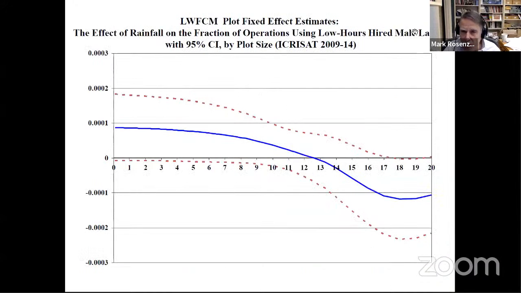All right, now our dependent variable is whether the operation is using low hours hired male labor, okay? So for small plots, the coefficient is positive, okay? So with the very small plots, when there's more rainfall, the farmer is going to hire more labor, but because the plots are so small, he's hiring more low hour labor because he doesn't have a plot size that's big enough to make it reasonable to use full-time workers, okay? But as we increase the plot size, the coefficient changes, and at the larger plot sizes, the coefficient is negative and statistically significant. It tells us at the larger plot sizes, when there is an increased demand for labor because of more rainfall, in fact, now at these larger plot sizes, they can use full-time labor, so they're reducing the amount of use of part-time labor.